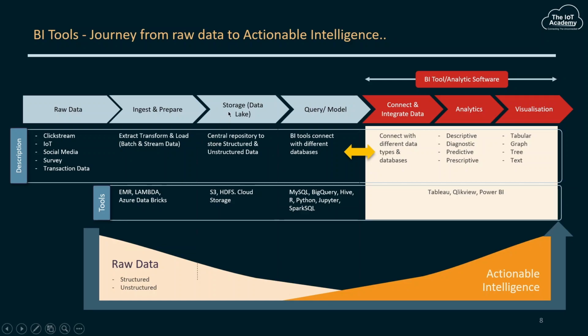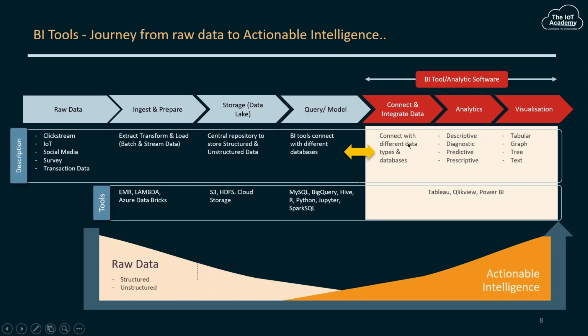We store the data in a central repository. In case the data is both structured and unstructured, we store it in a central repository which is called a data lake. After that, we have respective query tools, wherein BI tools connect with different databases, and the BI tool's job is to connect and integrate data.